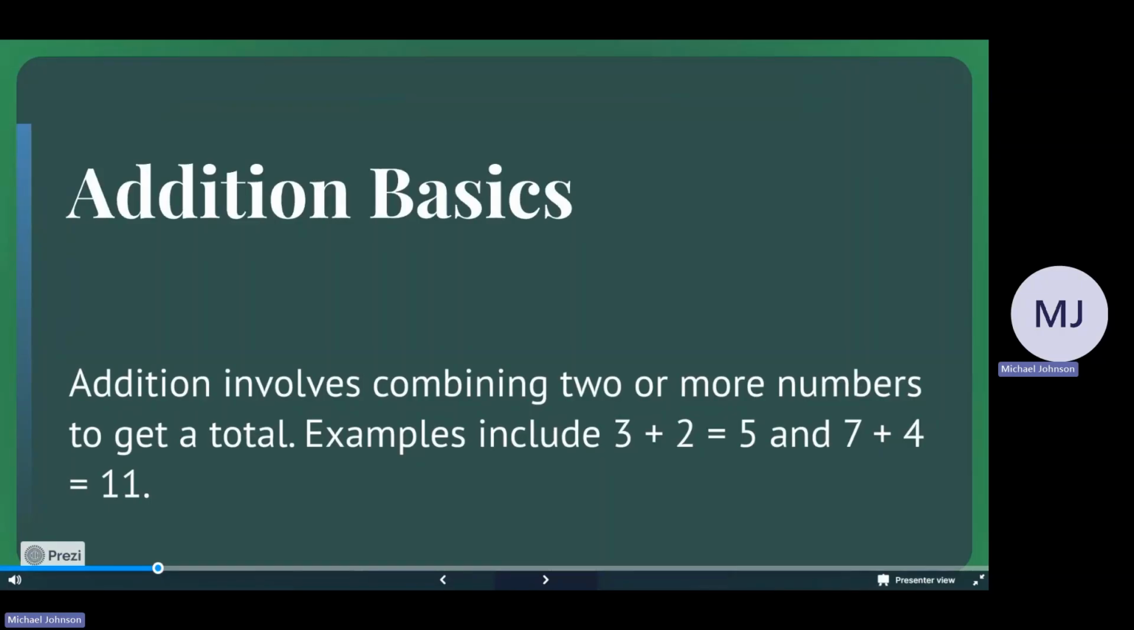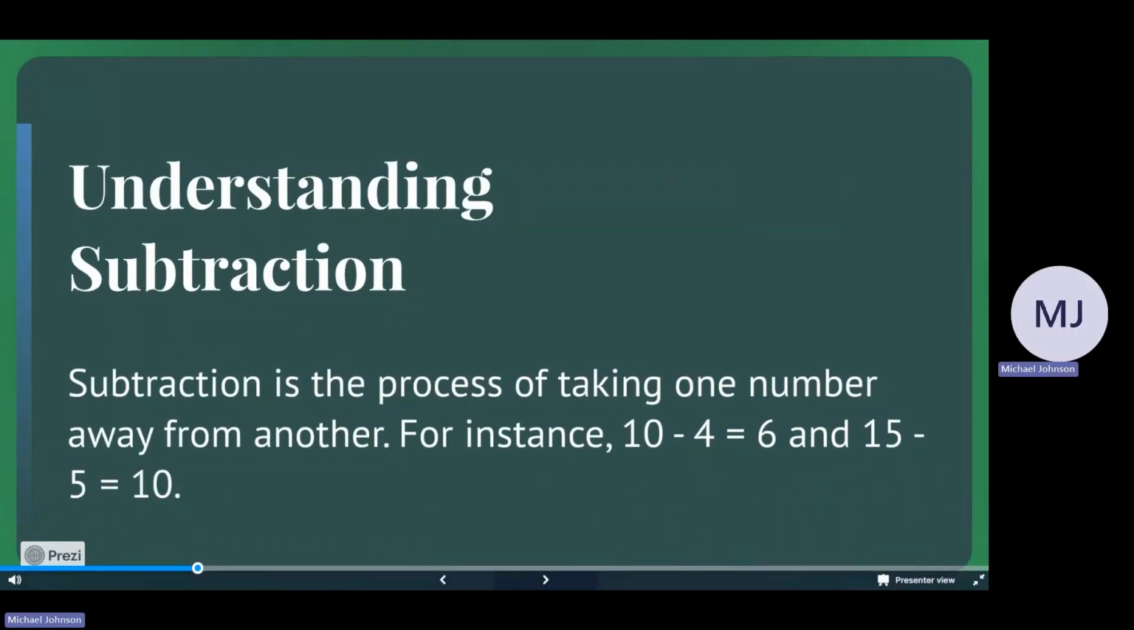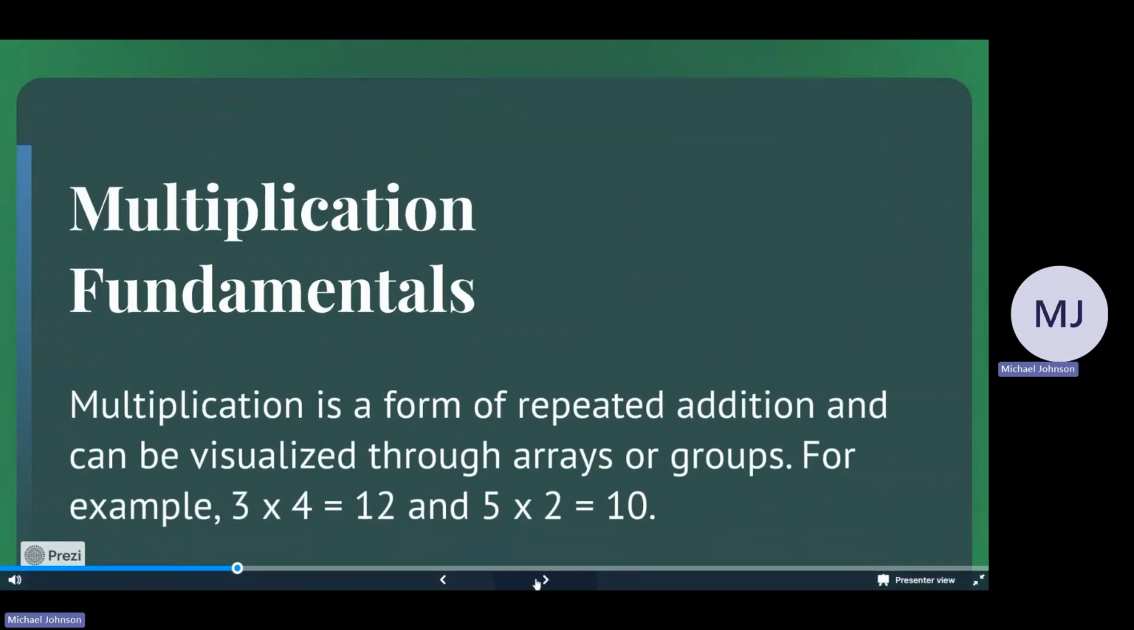Addition involves combining two or more numbers to get a total. Examples include 3 plus 2 equals 5 and 7 plus 4 equals 11. Subtraction is the process of taking one number away from another. For instance, 10 minus 4 equals 6, and 15 minus 5 equals 10.